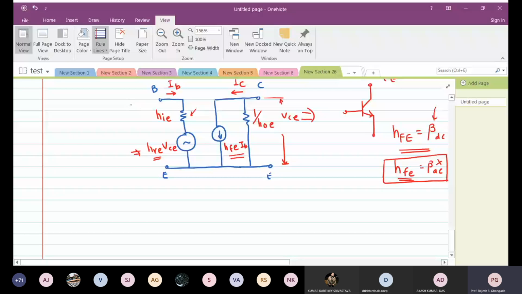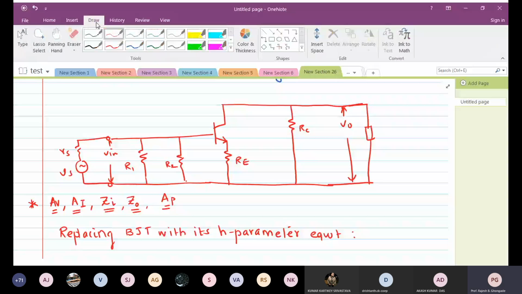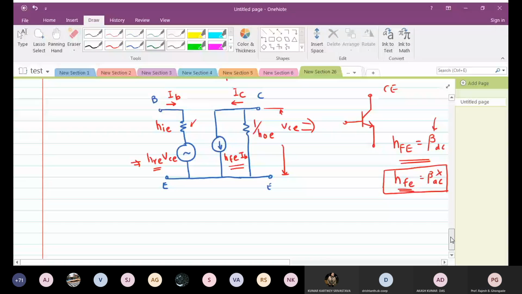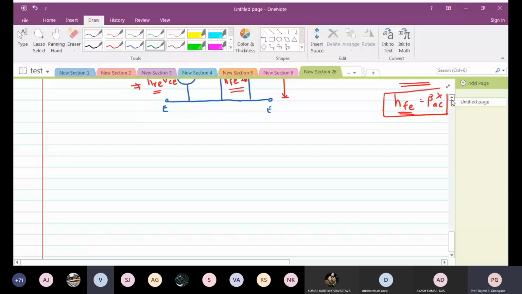Now what we are going to do is replace the transistor over here with its AC equivalent circuit, its H parameter equivalent, and draw a new figure. But have you understood the concept of the H parameter equivalent? Yes, sir. This one is very important, because without that we cannot go ahead.